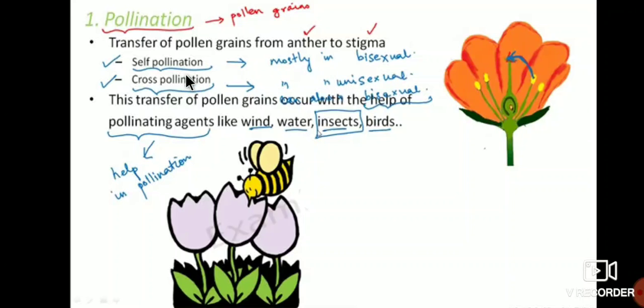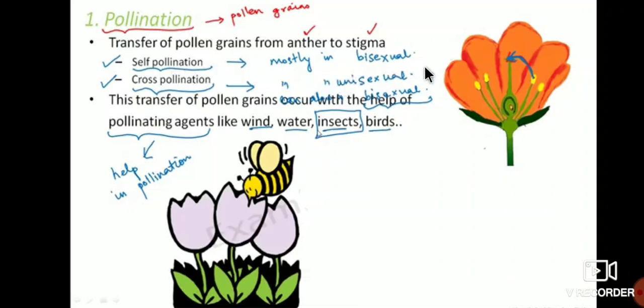In this, two types will be there. The first one is self pollination and the second one is cross pollination. Self pollination means there is a transfer of pollen grains from the anther of the stamen to the stigma in the same flower or in the same plant. So the transfer of pollen grains from anther to the stigma.